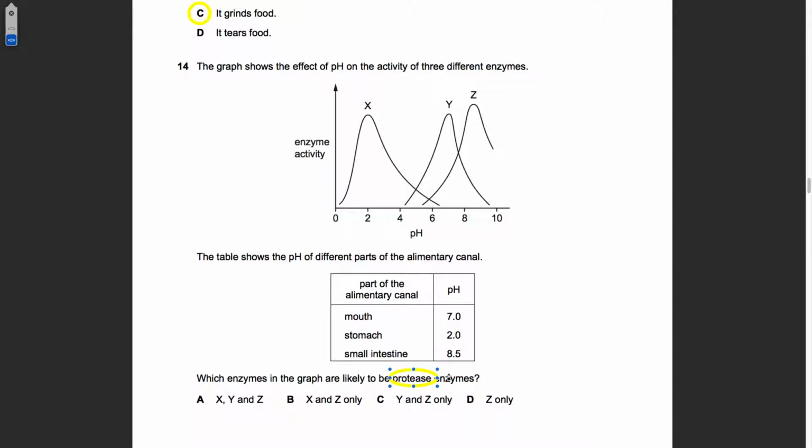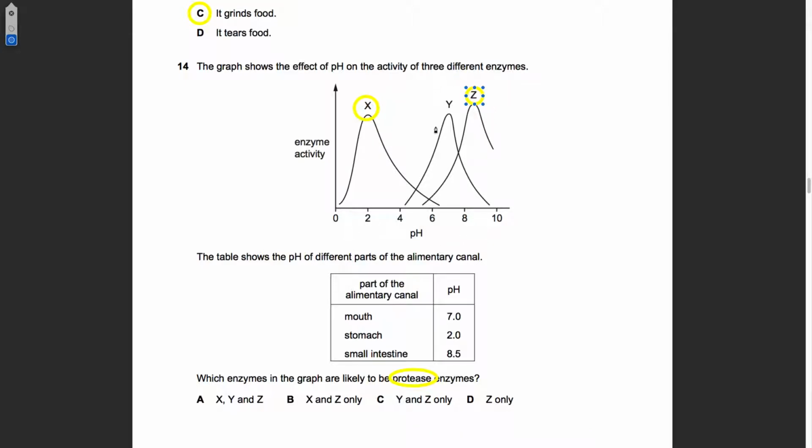The first one is pepsin, and pepsin is very special because it works in the stomach at a very low pH. So that's pepsin, that's a protease. Your other protease works in the small intestine, and that's called trypsin. Your pancreas actually makes it, but then it works in the small intestine. So we're looking for the one at 8.5. So that's X and Z.